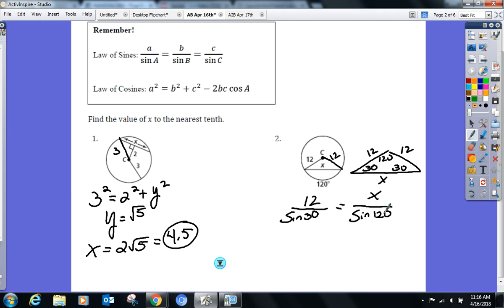By the way, until next year, there should be no reason why your calculators are in radian mode. I know we deal with radians, but that doesn't mean to put it into radian mode. It should just stay in degrees the entire time until sometime next year.